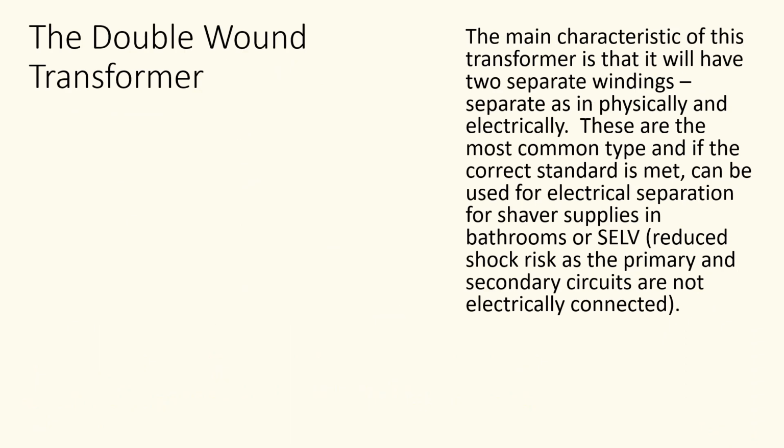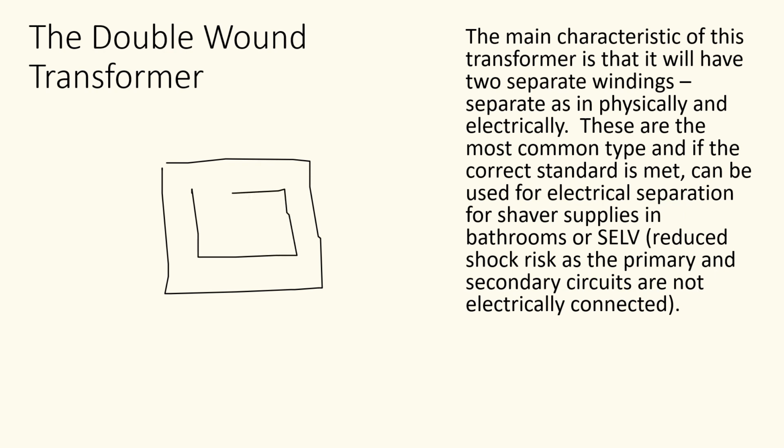Next then, the double wound transformer. Generally a double wound transformer has some sort of core like this. So if you were asked to draw one, you may want to start with a box in a box to represent the core. And then a double wound transformer, as the name suggests, means you have not one but two windings around the transformer, kind of like that. You can represent it like that.